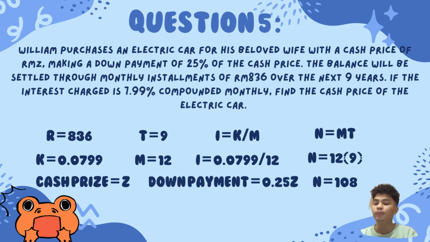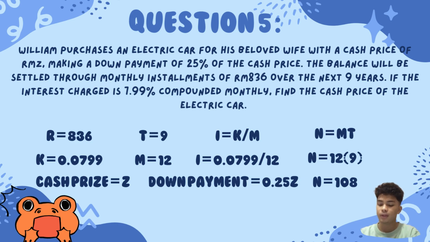So first thing, we need to know the formula. So R equal to 836, T equal to 9, K equal to 0.0799, M equal to 12. Formula for I and N. Formula for I is K divided by M, so I equal to 0.0799 divided by 12. N is MT, so N equal to 12 multiplied by 9. So N is 108.